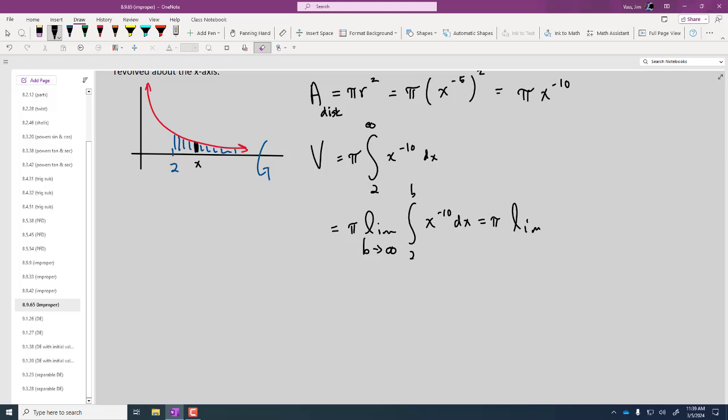Limit's coming along for the ride. Do this definite integral first. So we add 1 to negative 10 and get negative 9. Divide by negative 9 from 2 to b.